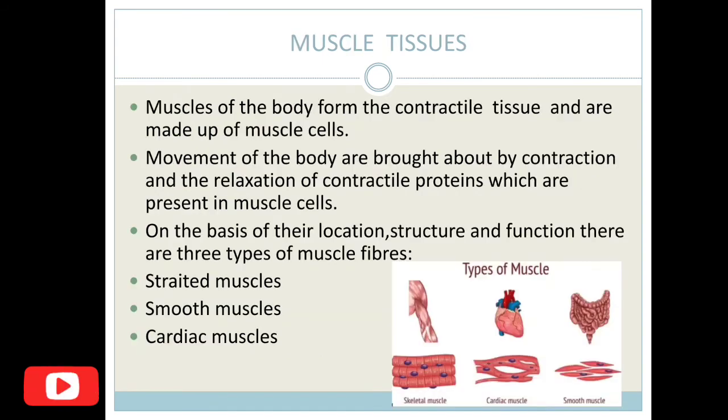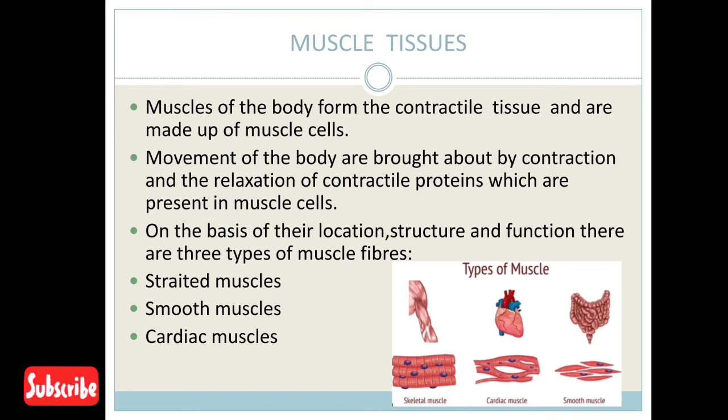So the next type of tissue is the muscle tissue. The muscles of our body are formed by the contractile tissue, and that tissue is made up of muscle cells. These muscle cells help in the movement of our body, and that movement is brought about by the contraction and relaxation of the contractile proteins. So this muscle tissue helps in contraction and relaxation.